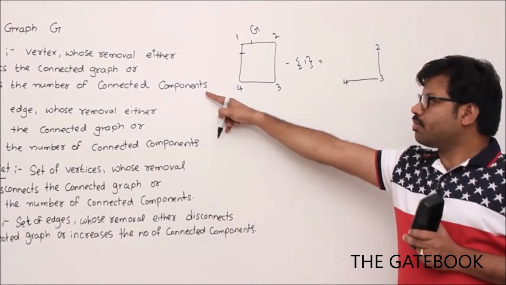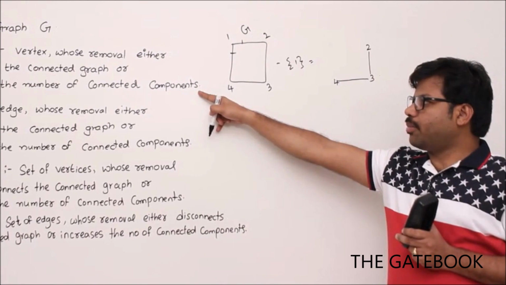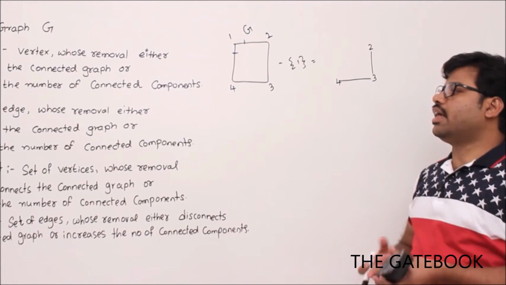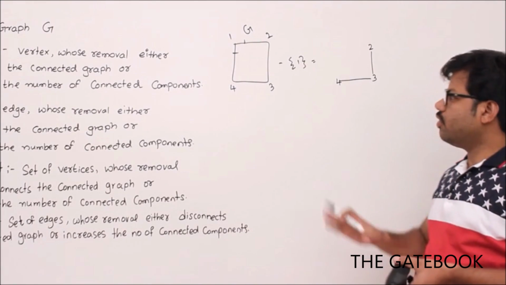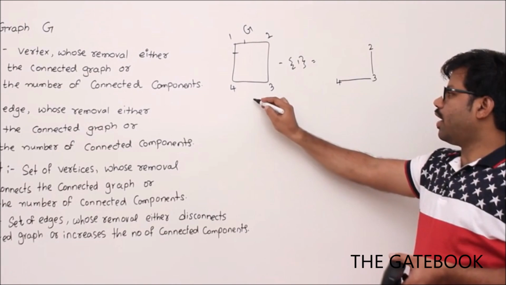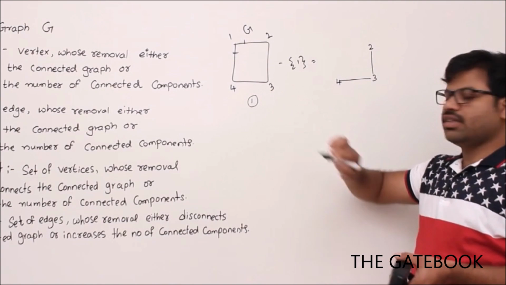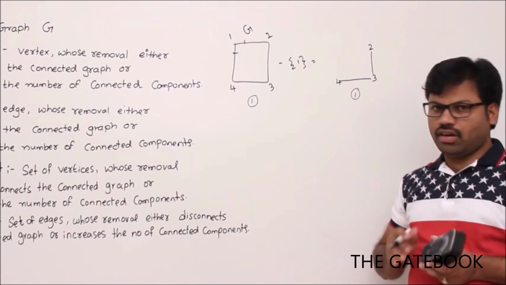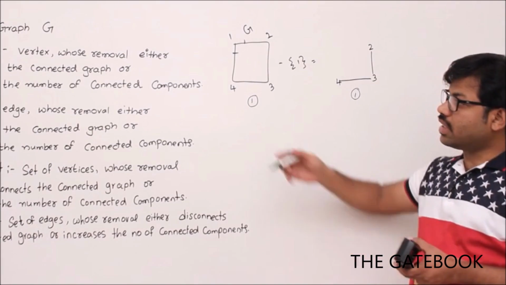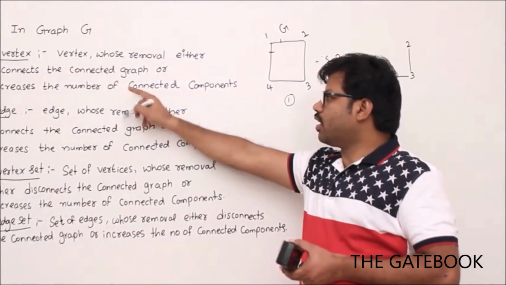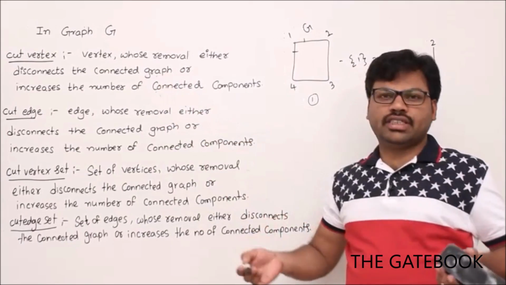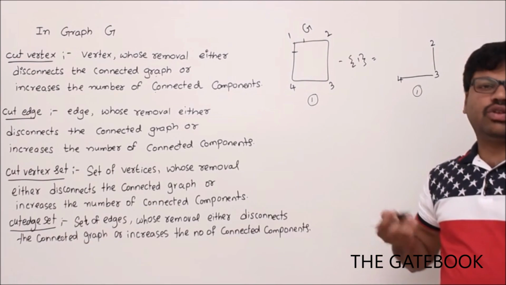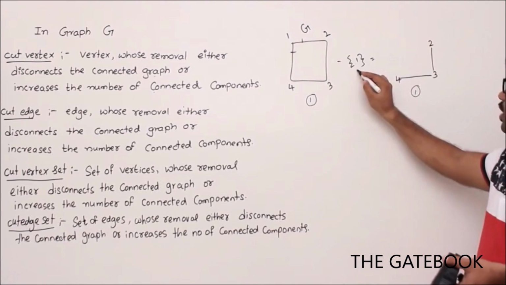When I do that, if it is really a cut vertex, what happens is either it disconnects the connected graph or increases the number of connected components. For example, in this problem the number of connected components was 1, isn't it? Now if I remove vertex 1, again the number of connected components is 1, right? They are not increased. Then what about the second case? Either the number of connected components should increase, otherwise the graph should be disconnected. This is a connected graph, and the previous one was also a connected graph, right? So there is no disconnection. That means this is not a cut vertex.